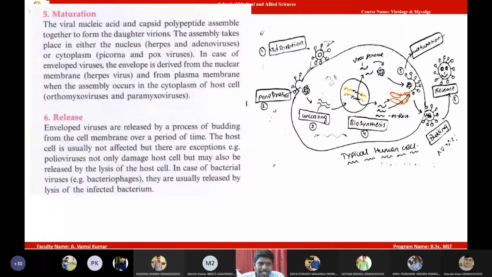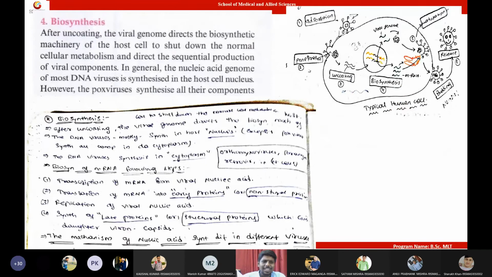Next, after biosynthesis, what is that? Maturation of the proteins. Here in the biosynthesis, I have given some more things like mRNA transcription, DNA transcription. This is not required for you. This is molecular level. I'm just ignoring it.